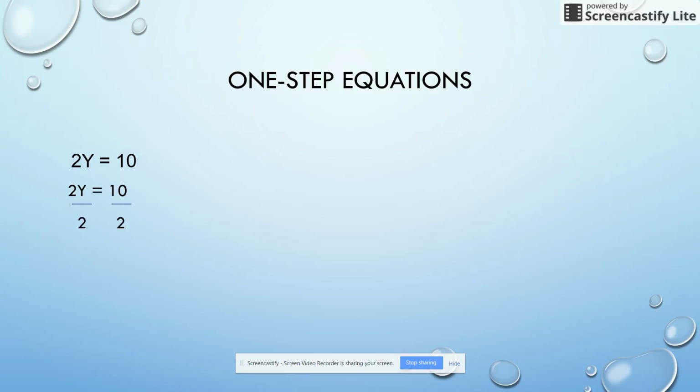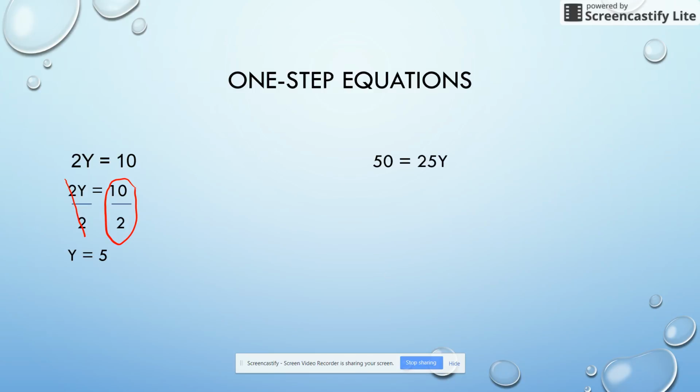And whatever you do to one side of the equation, you also want to do to the other side. So on this side, we did 2 divided by 2, gave us 1, so it cancels. On the other side, we also divide by 2, and you want to simplify that, and you'll get y equals 5. Let's look at another example.